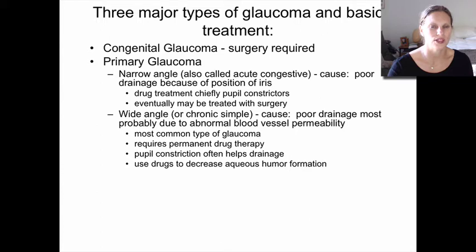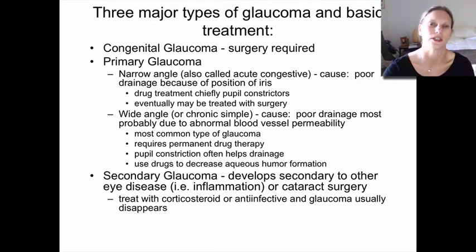Wide angle, or sometimes referred to as chronic simple glaucoma, is again poor drainage, but mostly this is a blood vessel permeability issue. So these are our diabetics, our people with long-standing hypertension, etc. So you can see that they're going to probably need to be on drugs continuously. There's topicals and there's systemics, but most people are treated topically, at least initially. Pupil constriction does help, oftentimes, although these aren't considered the drugs of choice currently. But historically, we have used both pupil constrictors and also drugs that decrease aqueous humor formation. I'm going to show you a little flow chart to explain this to you.